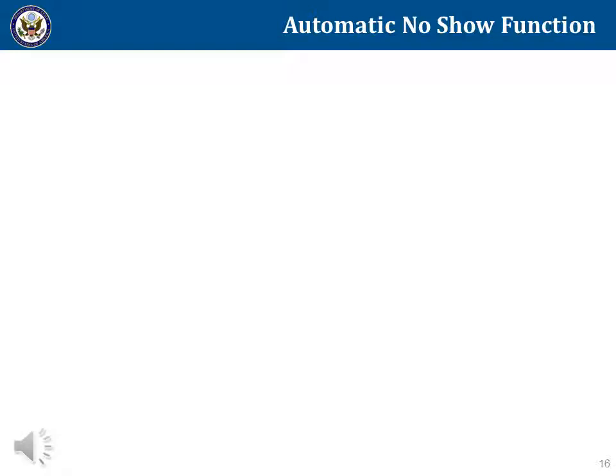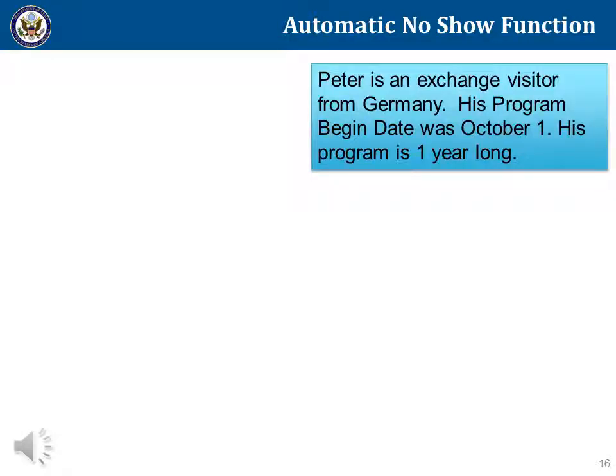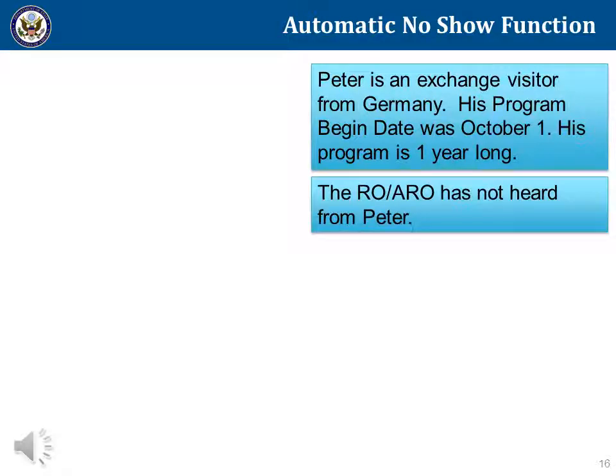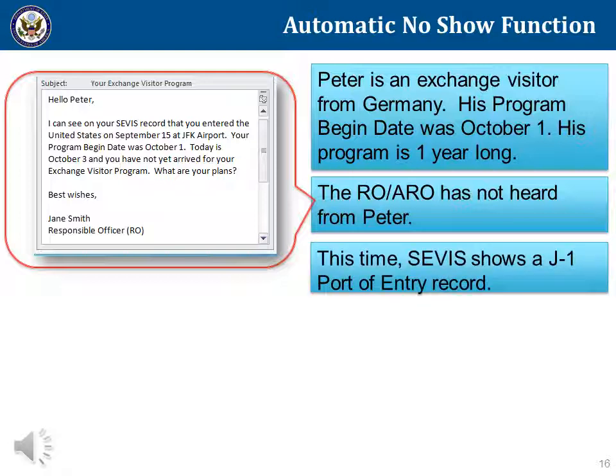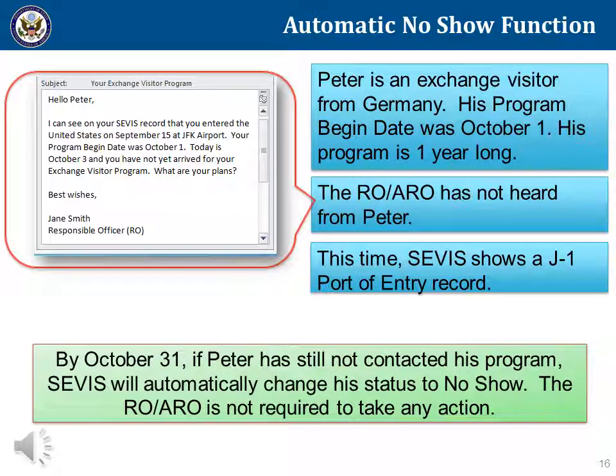For example, let's turn again to Peter, our exchange visitor from Germany. In the previous example, Peter had no port of entry information and had not contacted his sponsor official. This time, however, his SEVIS record has port of entry information showing that he entered the United States in J1 status. Peter has not reported for his program and has not contacted his sponsor official. Because the sponsor official is unaware of Peter's intentions, they may wait for SEVIS to automatically change Peter's record to no-show status.